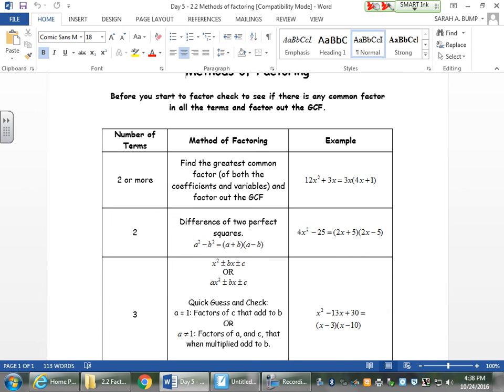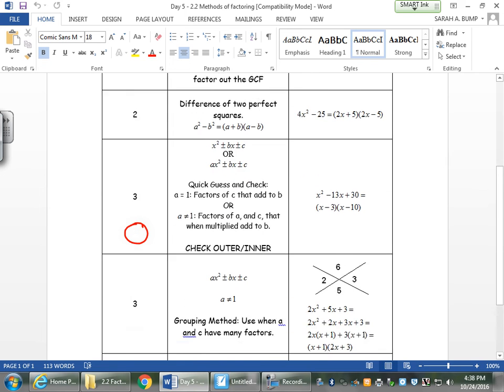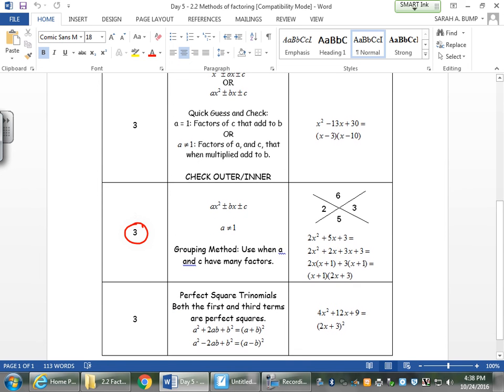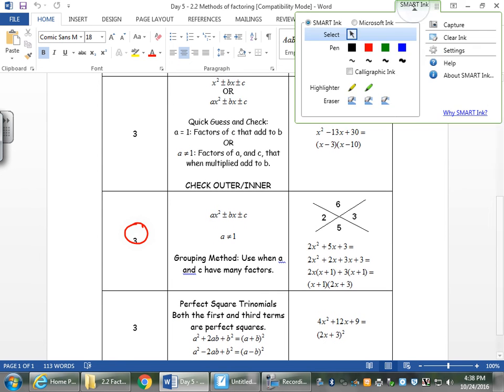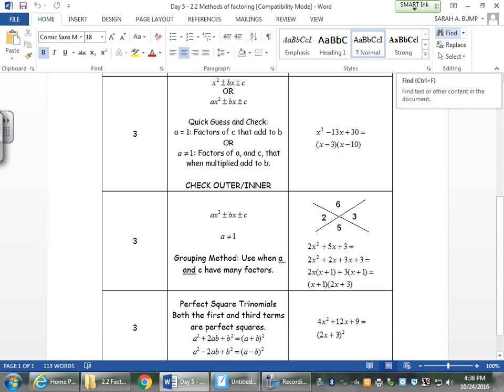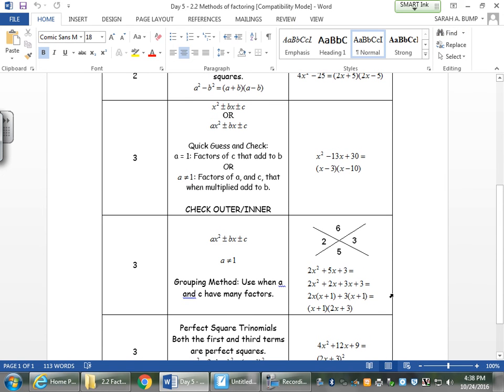If there are just 2 terms and it's not a GCF problem, then the only way we factor it is by a difference of 2 perfect squares. And there's an example. And then it goes into the 3 terms. So there's 3 boxes on that, depending on what type it falls into. So there's the guessing and checking with 3 terms. So that's when the A value is 1, or the A value is not 1, but the A and C don't have a lot of factors. So when A is 1, we find factors of C that add to B.